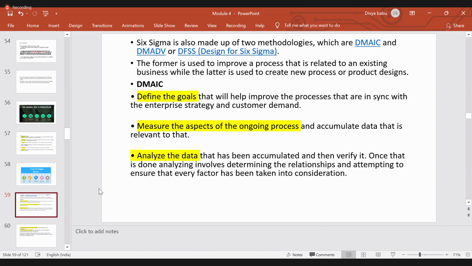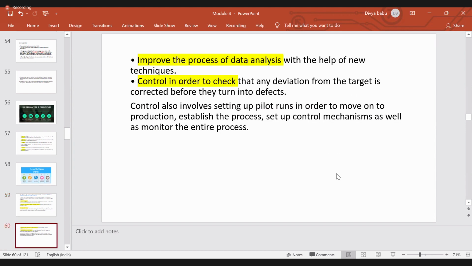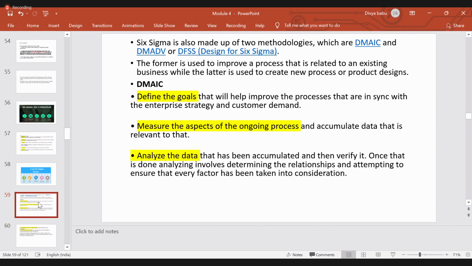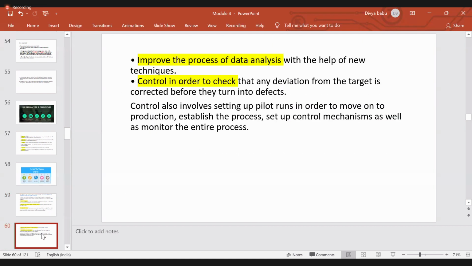You should consider every factor and every characteristic. Based on that, you have to define that. The next is improve the process based on the data analysis. With the help of new techniques, you can improve it, and control in order to check, meaning verification; last is verification. So DMAIC is define, measure, analyze, improve, and control.